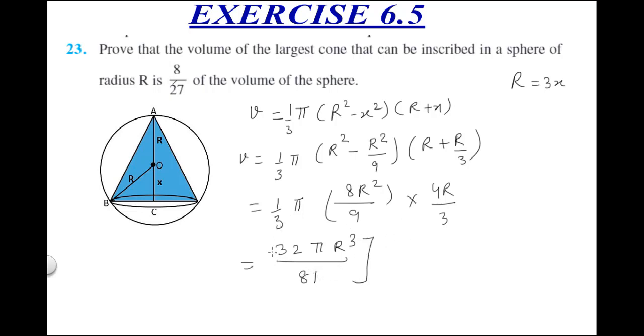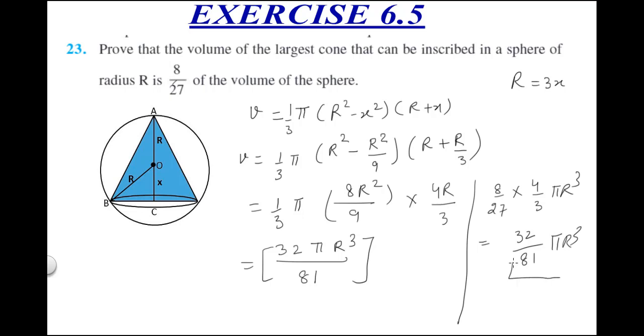So we are getting it equal to what we explained, right? 8 by 27 times the volume of the sphere, which is 4 by 3 pi r cube. If you solve it, you get 32 upon 81 pi r cube only. That is what we are getting. So we have proved that the maximum volume of the cone, which is inscribed in a sphere of radius capital R, is 8 by 27 times the volume of the sphere.